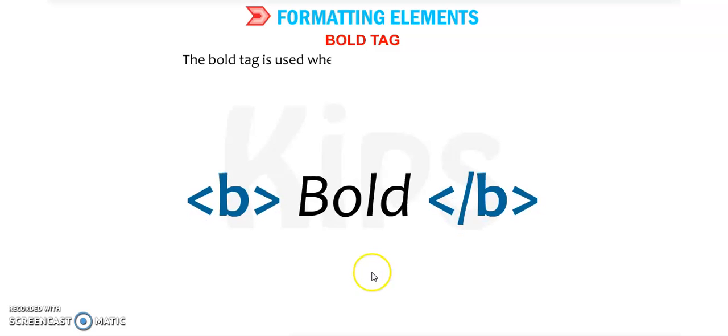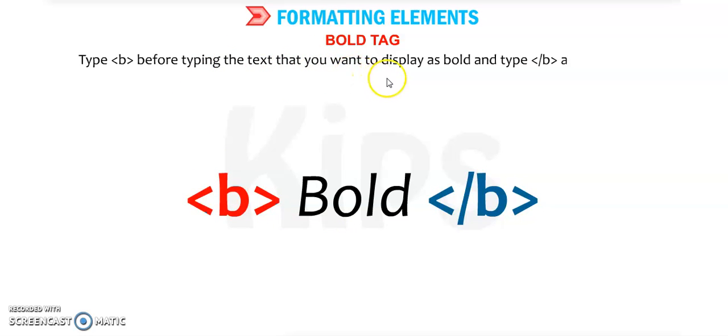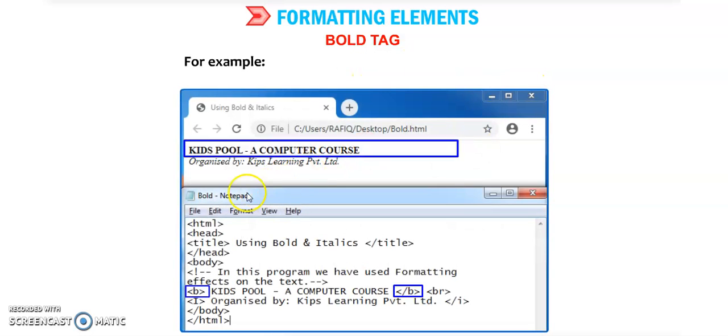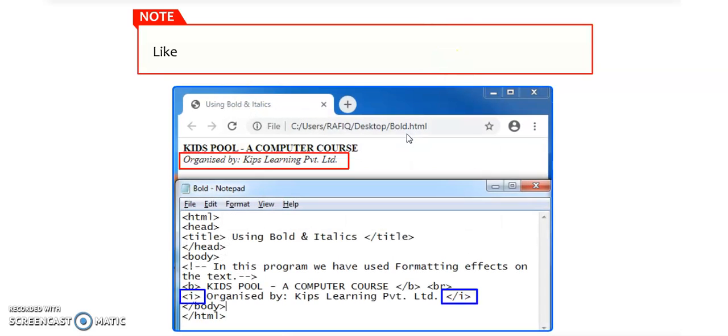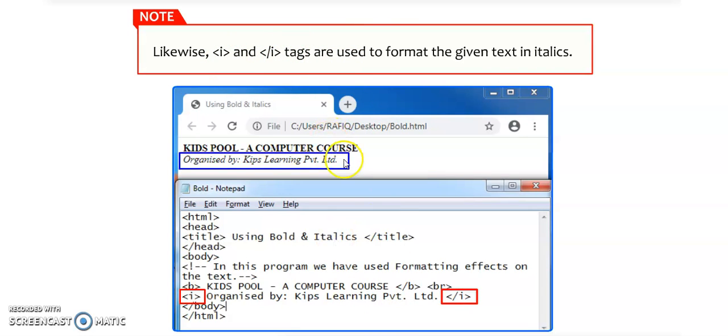Next is the bold tag. How can we use the bold tag for darkening the text? The bold tag is used when you need to emphasize the text. Type B before typing the text that you want to display as bold, and type /B after the text. For example, B kids pool computer course, whatever text you want to bold, right between the B and /B. Likewise italic: I is the opening tag, and /I tags are used to format the given text in italics.